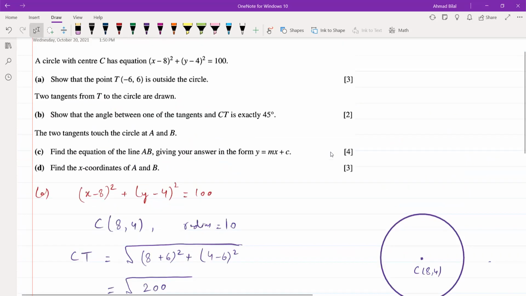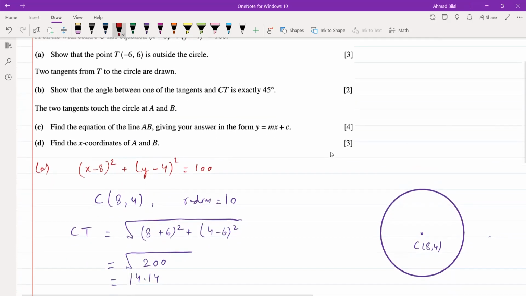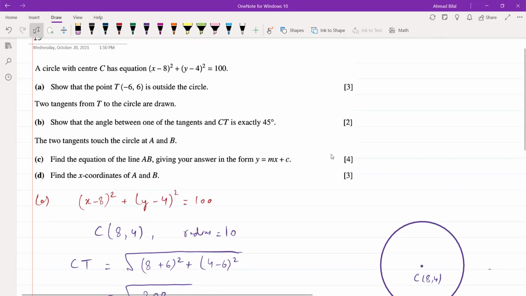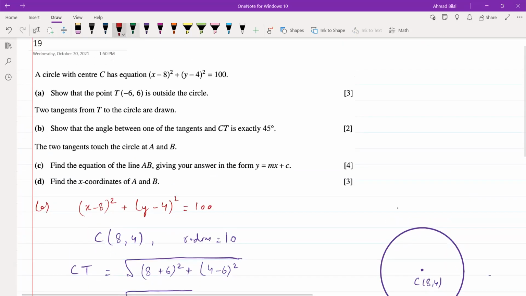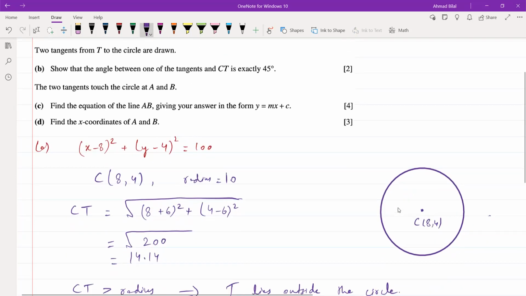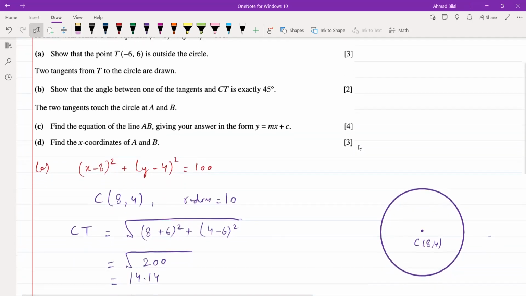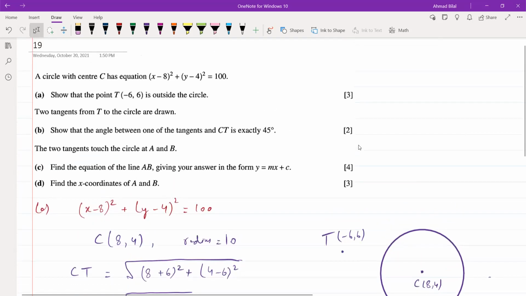Okay. Now there are two tangents from T that are drawn to the circle. So two tangents from T to the circle are drawn, where T is outside the circle. So let's quickly do that. This is the center. That's (-6, 6). Where should that point be? -6, any x coordinate comes on the left side, and +6 slightly upwards. So this may be somewhere here. Let's say this is the point T, and the coordinates are (-6, 6). Okay, this is the point T that we have.